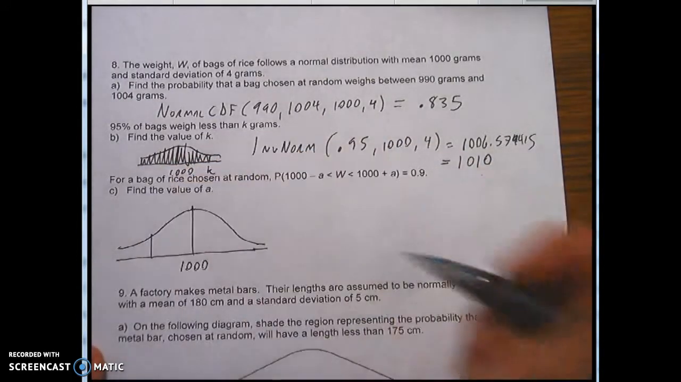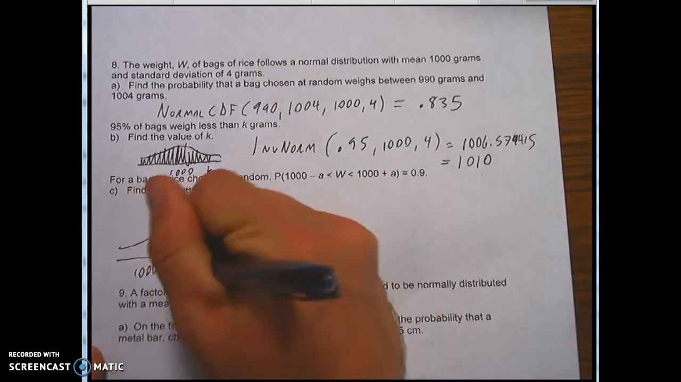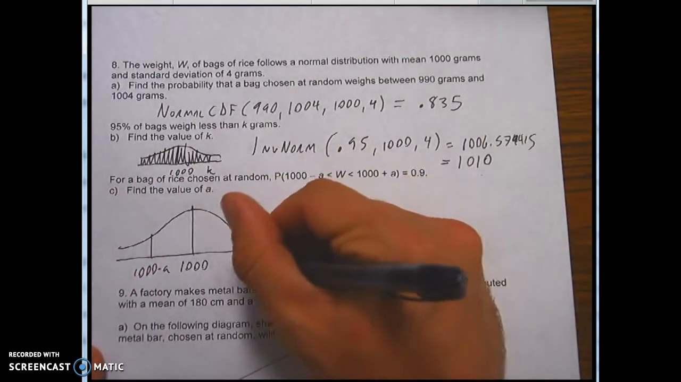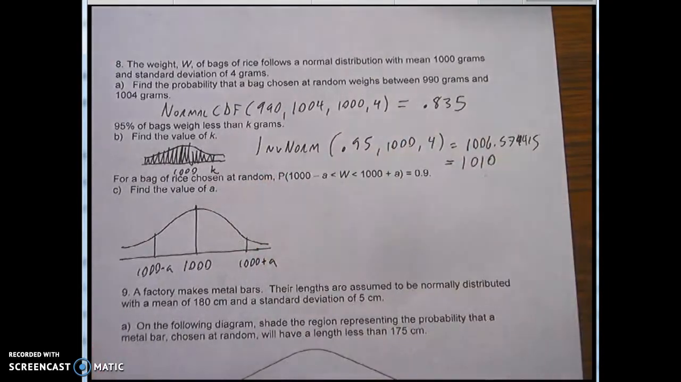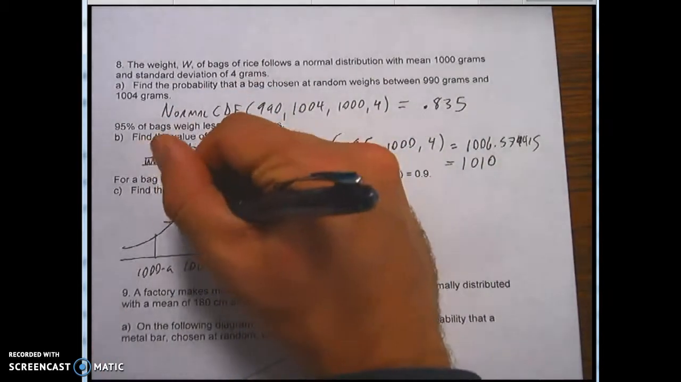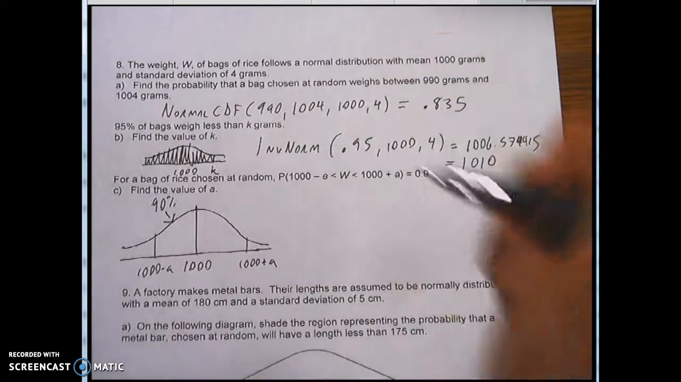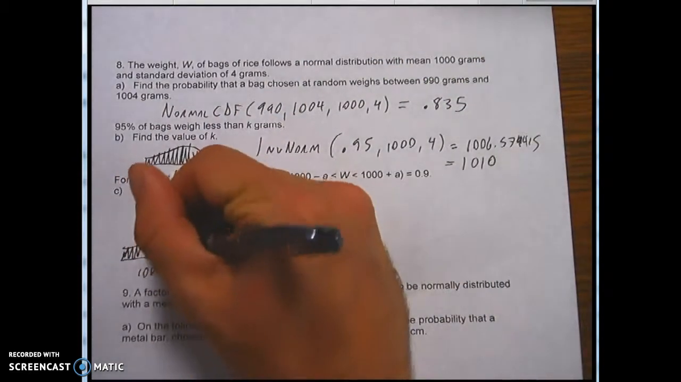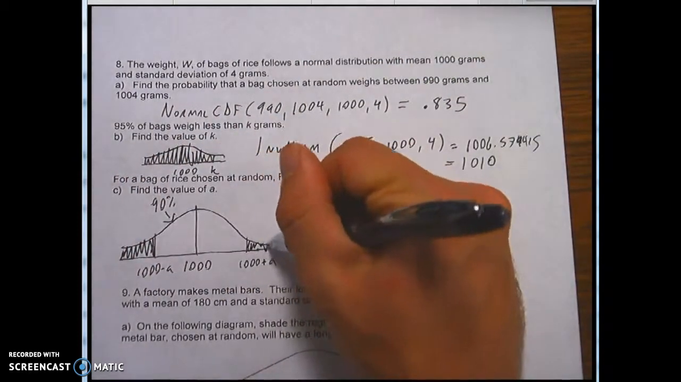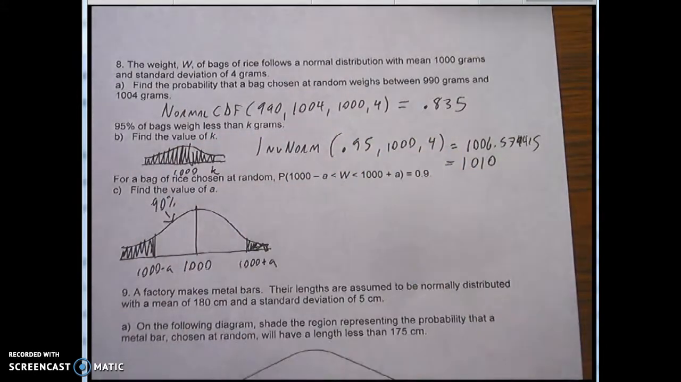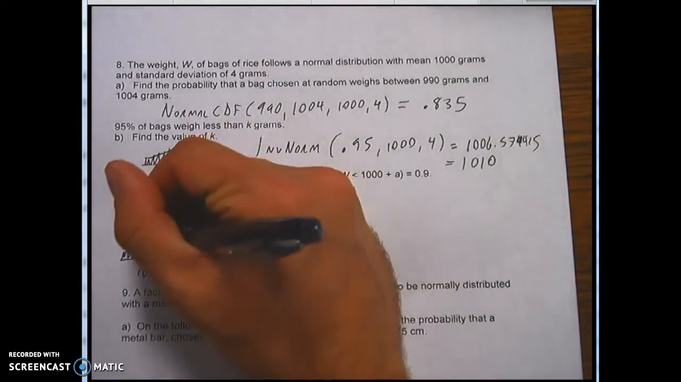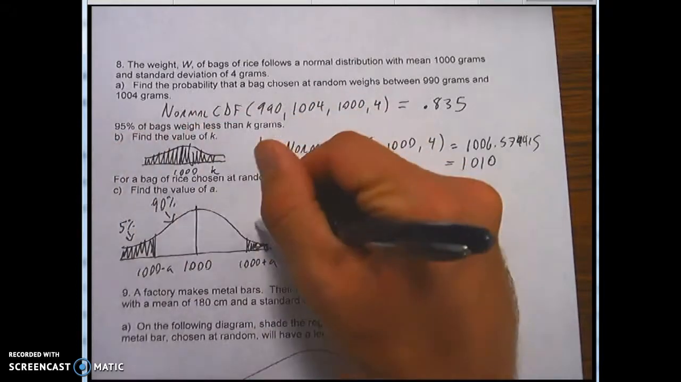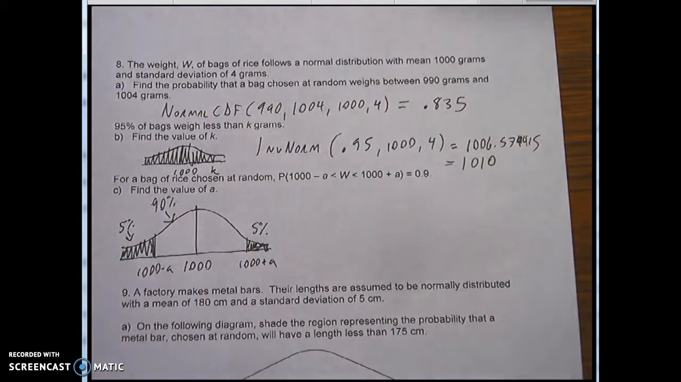And then over here, you've got 1000 minus A. Over here, you've got 1000 plus A. And in the middle there is 90% of the data. So the question is, what's going on in the tails here? If the 90% in the middle, that must mean there's 5% here and 5% here. Right?